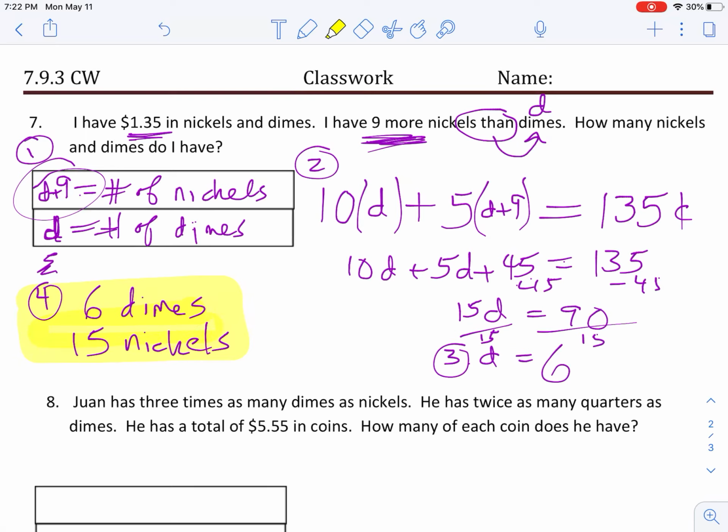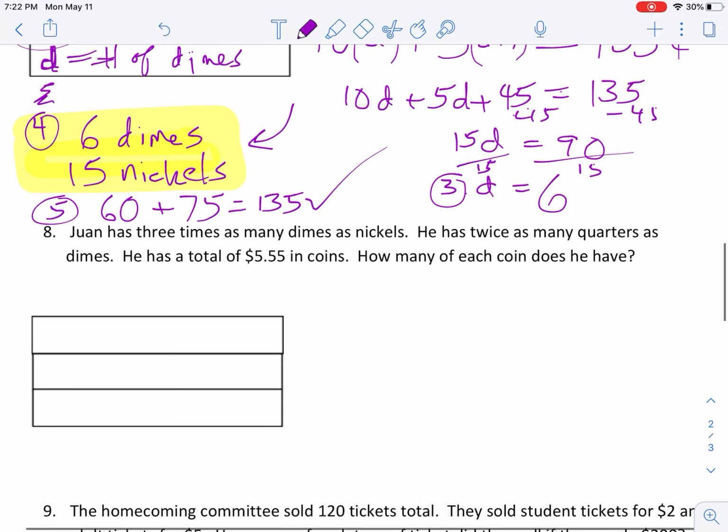Now, I'm not done yet because I want to check my answer. That's part 5. I need to check it in the words of the problem. So first of all, do I have 9 more nickels than dimes? Looking at this right here, do I have 9 more nickels than dimes? Yeah. All right. Does that add up to $1.35? Well, 60 cents plus 15 nickels, that'd be 75 cents. Yeah, that gives me 135 cents. So cool. It checks.